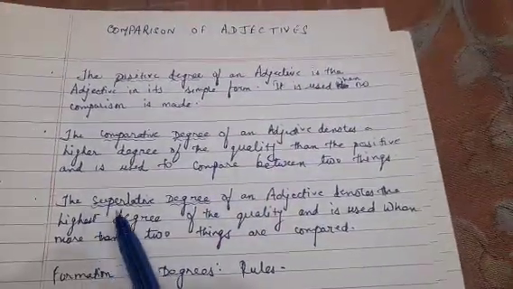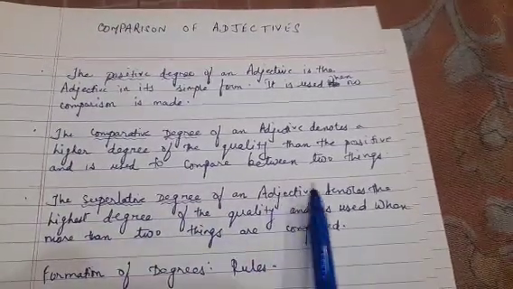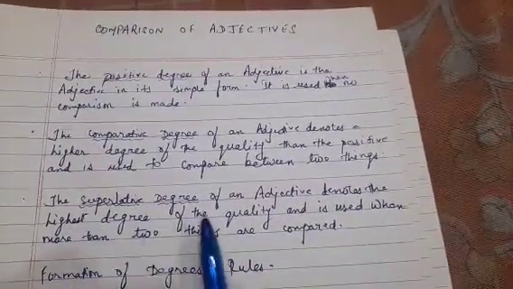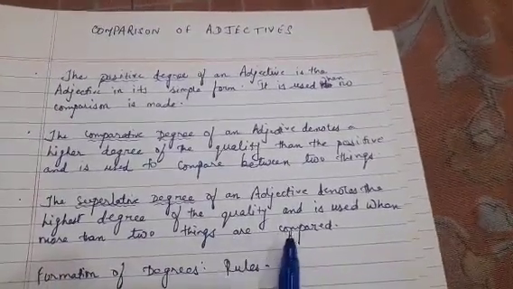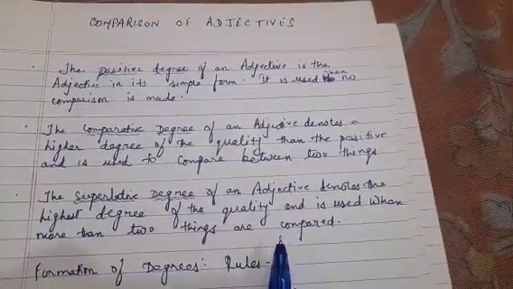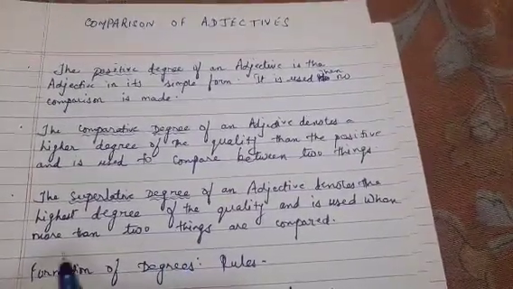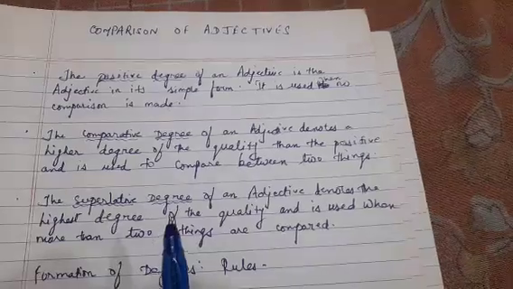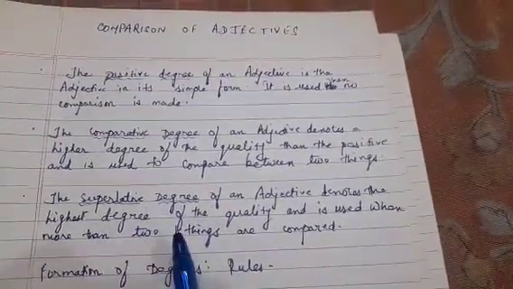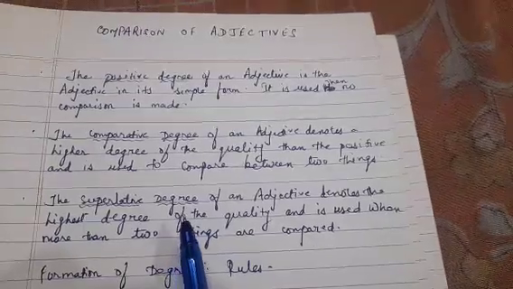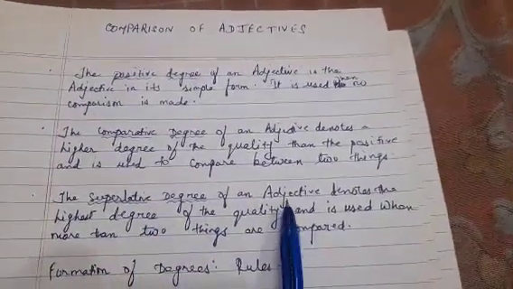Next we have the superlative degree. What is it? The superlative degree of an adjective denotes the highest degree of the quality and is used when more than two things are compared. Suppose I have many mangoes and I need to say that this mango is the sweetest of all. I am comparing a particular mango with the bulk amount, with the whole class. Then I will use the superlative degree of an adjective.